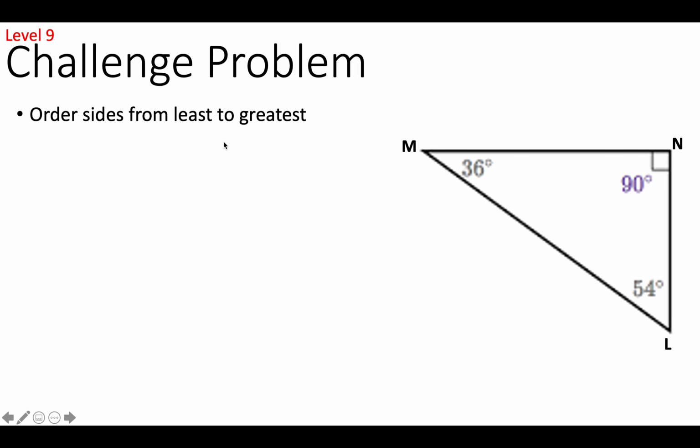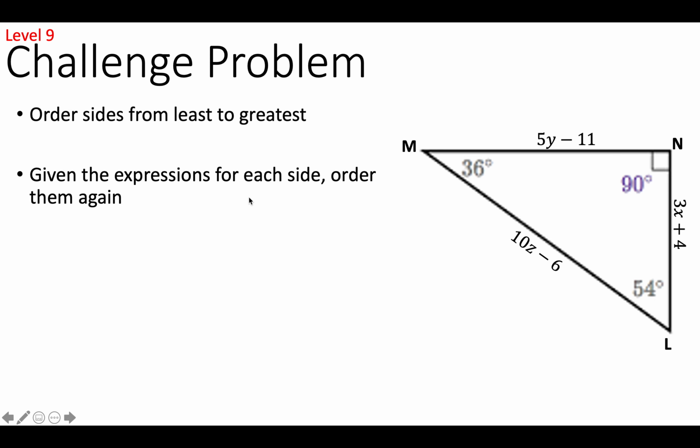Okay, this one says order the sides from small to large. Across from 36, NL is the smallest. Across from 54, MN is the medium. Across from 90, ML is the biggest. Now we add variables. Given the expressions, order them again. So across from 36, 3x plus 4 is the smallest. Then 5y minus 11 is the medium. Then 10z minus 6 is the biggest.